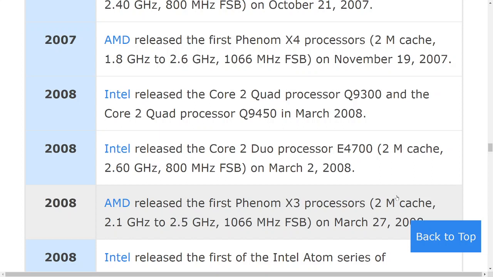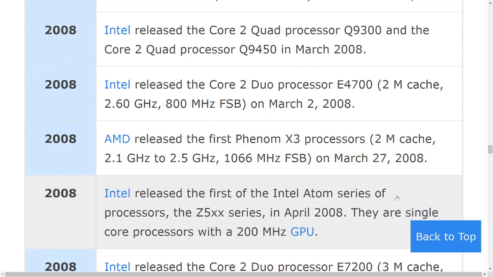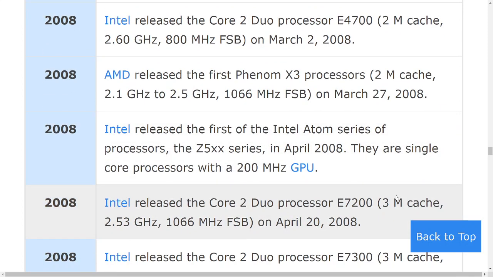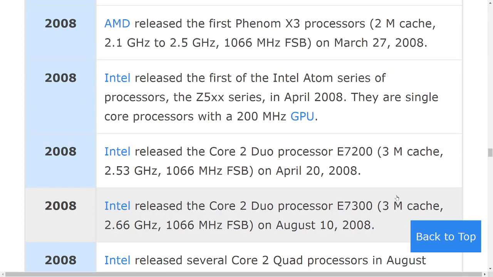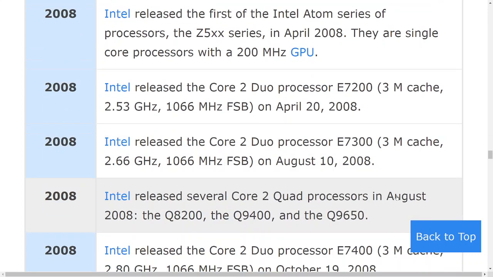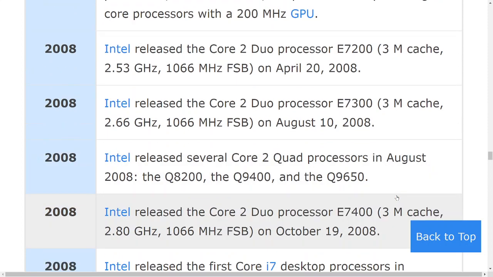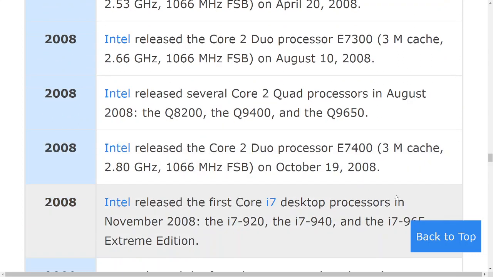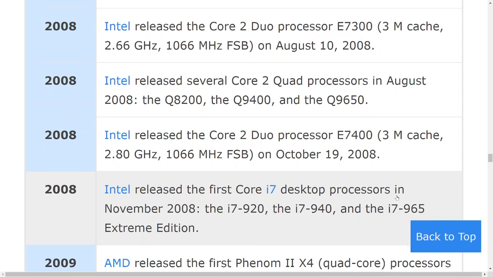2008, AMD then first released Phenom X3. Intel released Intel Atom series, and 2008 E7200 was released. The same year, E7300 with 3M cache and 2.66 GHz was released. The same year, then Q8200, and the same year, E7400 processor was released, and the same year, it was Core i7 desktop version released.